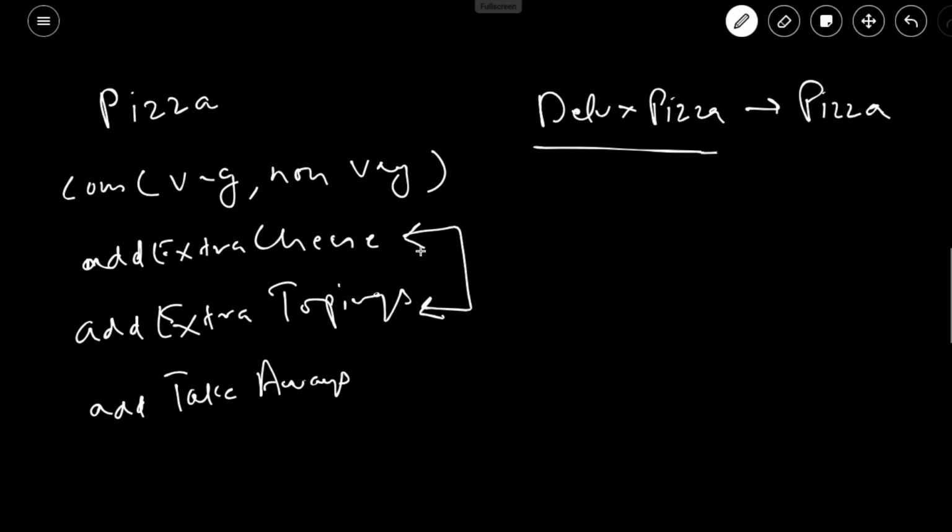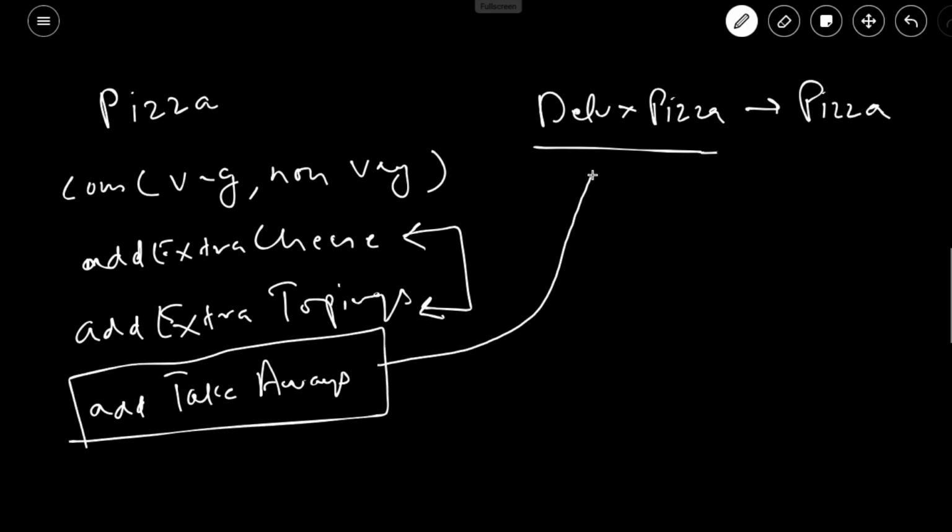So we are not giving the user the freedom to choose whether they want to add the cheese or toppings or not. If you're ordering a deluxe pizza, then by default it will be there in your pizza. So this is what we have to do. And then adding the takeaway options is the same in the deluxe pizza as well. So this is the proposed solution for this problem statement.